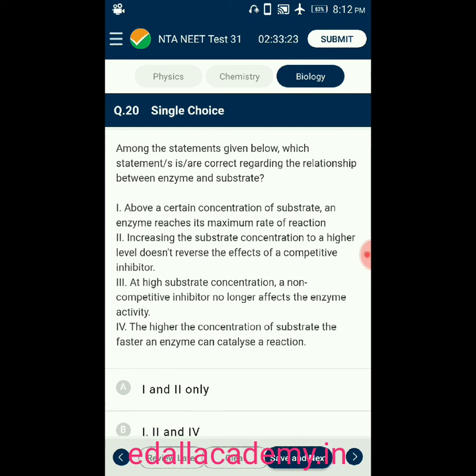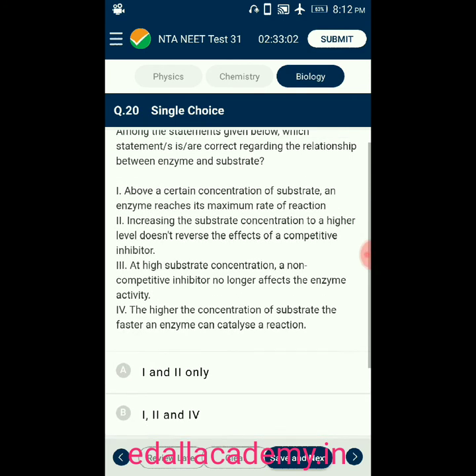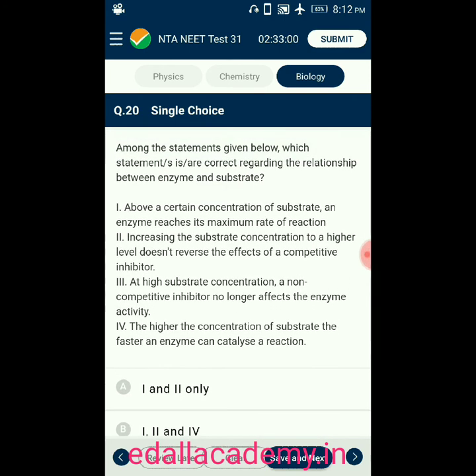Lastly, a competitive inhibitor competes with the substrate for the same position of the active site. If substrate concentration is higher, it will replace the competitive inhibitor at the active site and reverse its effect on enzyme activity. So the answer for this question is option C. From the given 4 statements, the correct statement is the first statement alone.